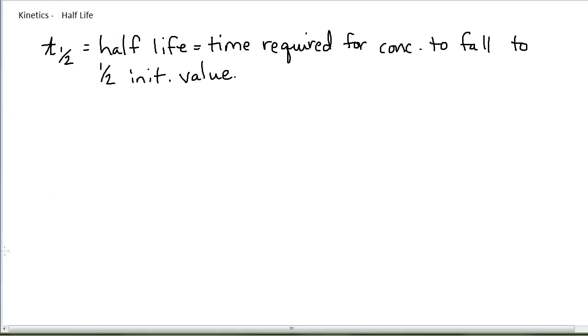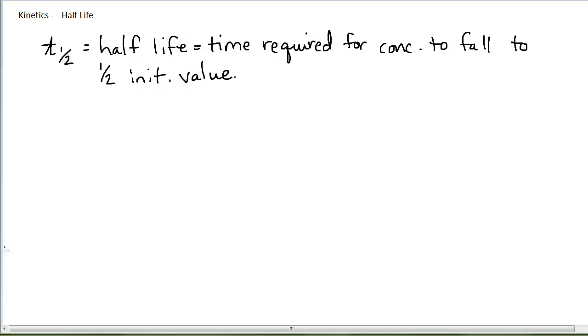Alright, for example, if you start with a 1 molarity solution for your reactant, we're simplifying it to talk about a reaction with only one reactant. However long it takes for the concentration of that reacting species to fall to 0.5 molarity, that time period is the half-life.